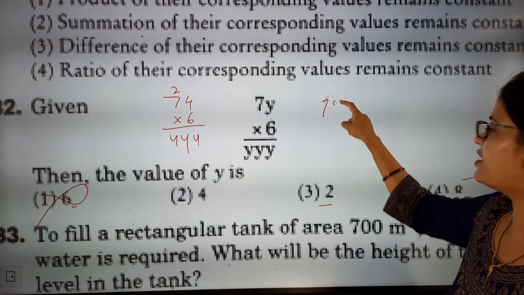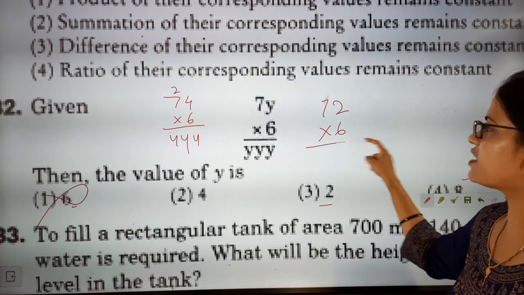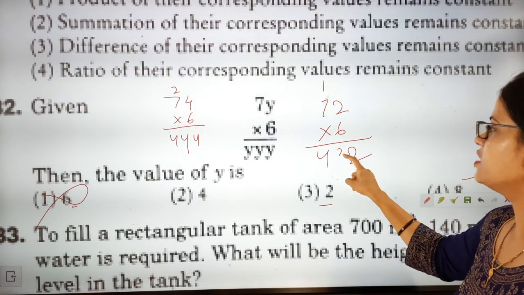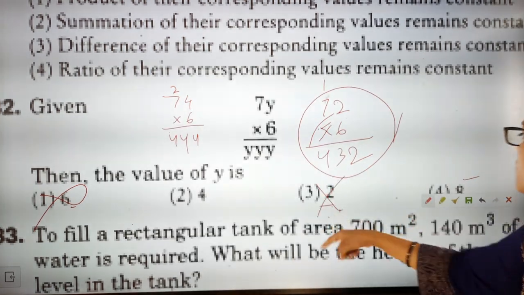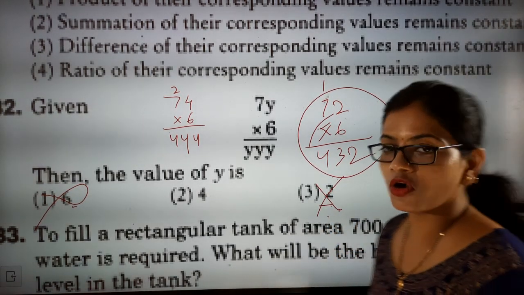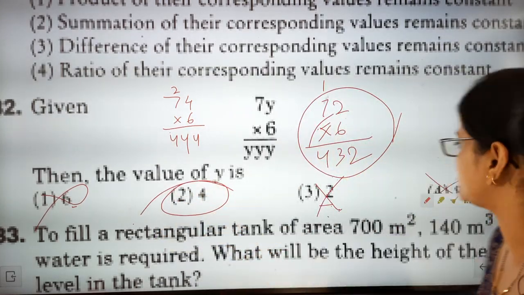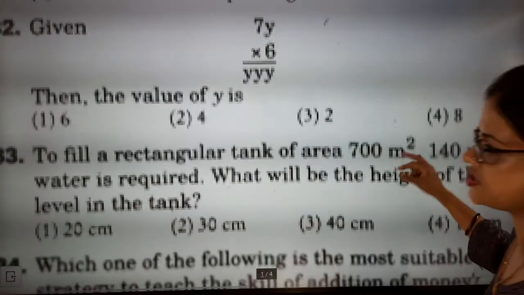In examination, many times we get confused. 7 into 6 and 7 into 6, 42, 43. So it is not satisfying. That means the other two values will not satisfy, so they will not become the answer. So this is exactly a jackpot question. When these types of questions come, never leave the question.